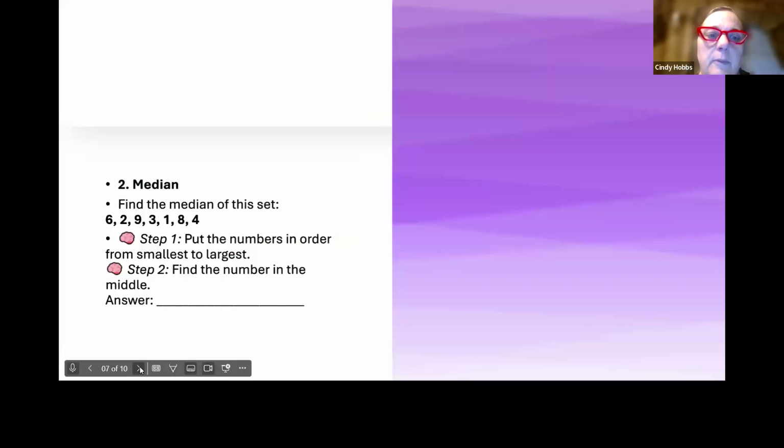The median: find the median of this set. You're going to arrange the numbers in order. Let me write it down. 1, 2, 3, 4, 6, 8, 9. So 1, 2, 3, 4, 5, 6, 7. It's going to be 4, right? Yeah, it's going to be 4. All right.